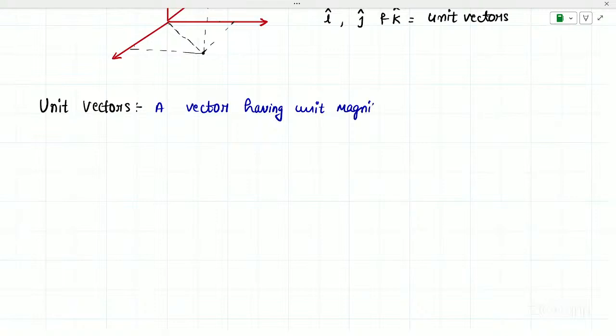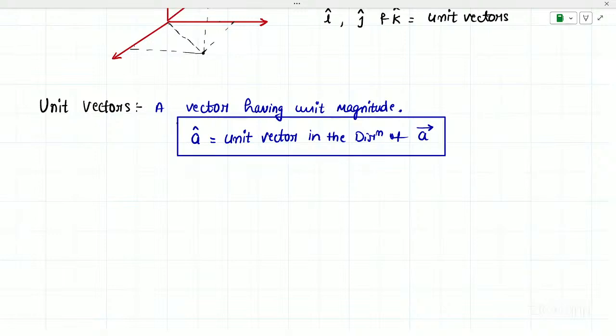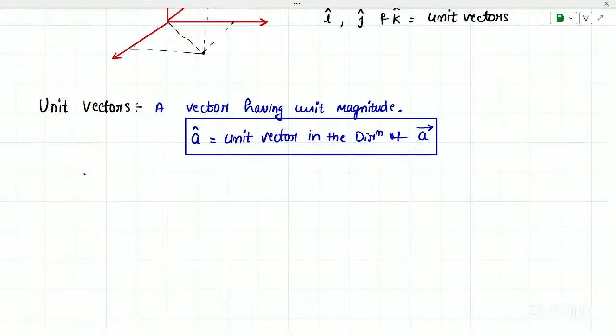Unit magnitude. It is always given by, if we just put a cap on the symbol, this will represent the unit vector in the direction of vector A, and it has one magnitude. So if you calculate the magnitude of this vector, it will be 1. Got it? Now, how to convert any vector into a unit vector?